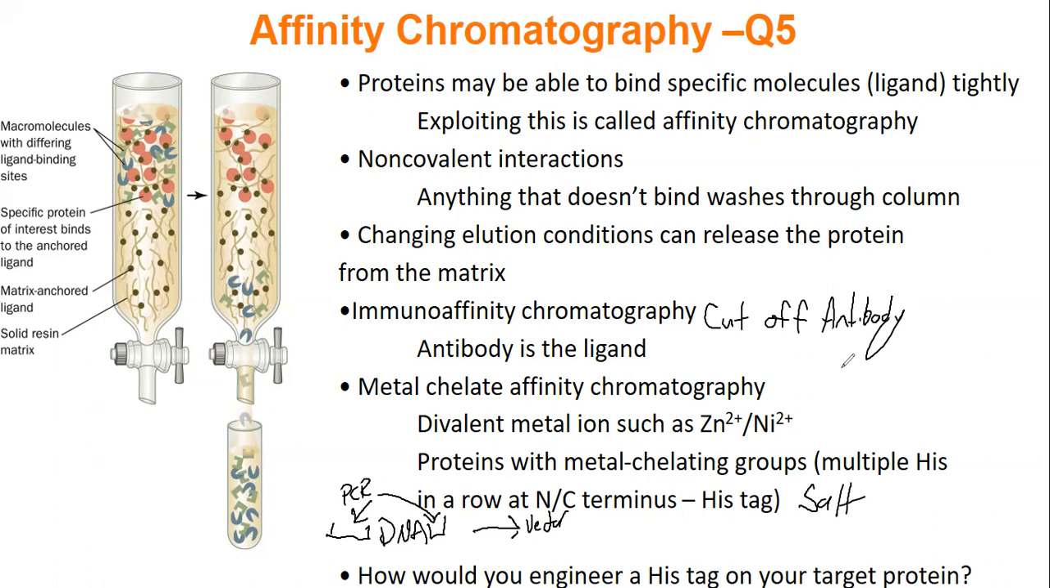Not all proteins can tolerate a his tag. Some proteins will not work if you put a his tag on them. And affinity chromatography itself is expensive. Buying antibodies isn't cheap. Putting them on beads isn't cheap. So that's why affinity chromatography might not be available to you. But if it is, I would say you would want to use it if possible.